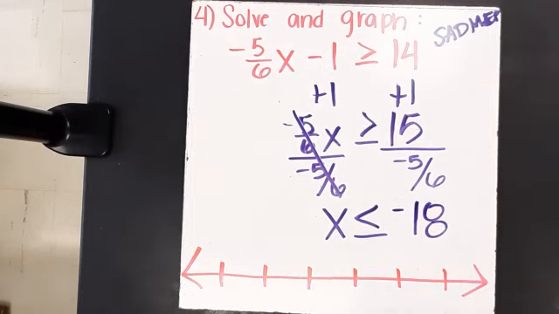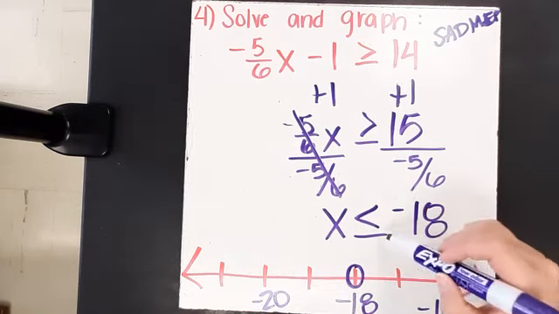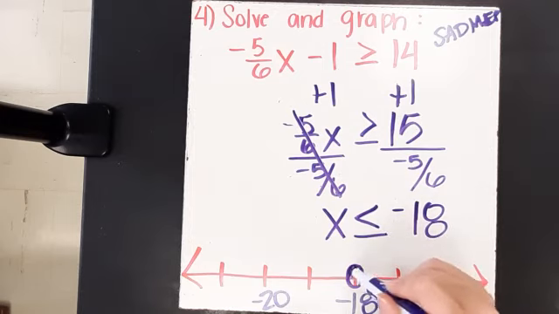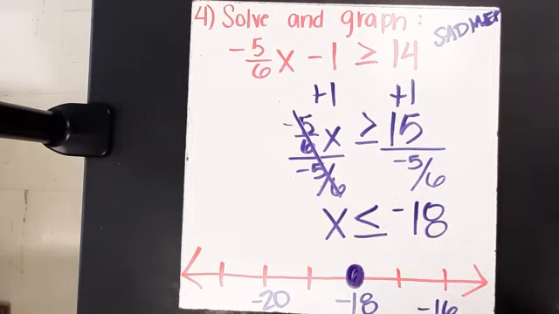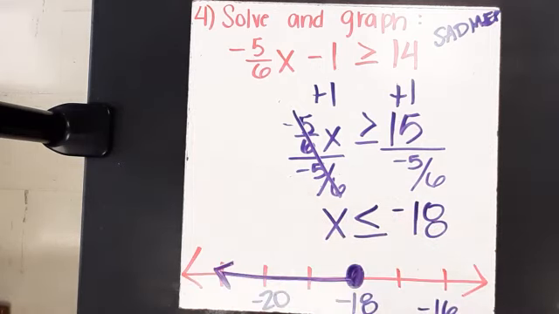All right, so we are ready to graph now. So I'm going to fill in some spots on my number line. And we're going to put our dot here at -18. Since we have that or equal to, we need to have a solid dot. And this is a less than or equal to, so my arrow needs to point towards the left to show everything less than or equal to -18 is a solution.